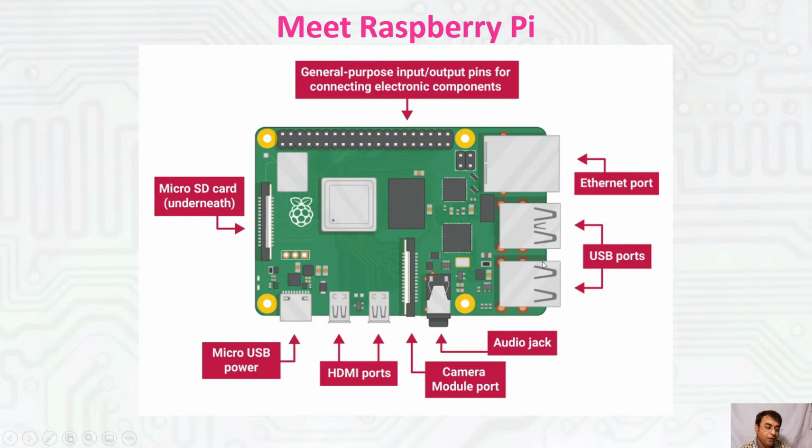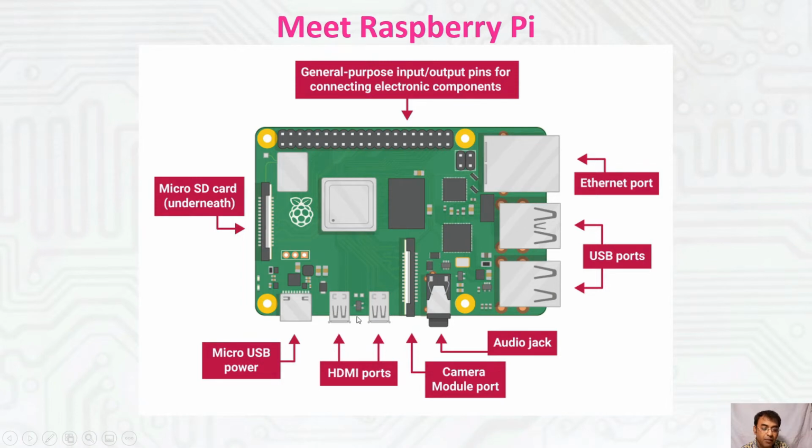After that, we have four USB ports for connecting mouse, keyboard or any USB device. Then you have an audio jack for connecting any headphone or audio pin. Then you have a Pi camera slot where you can connect the Pi camera, right?